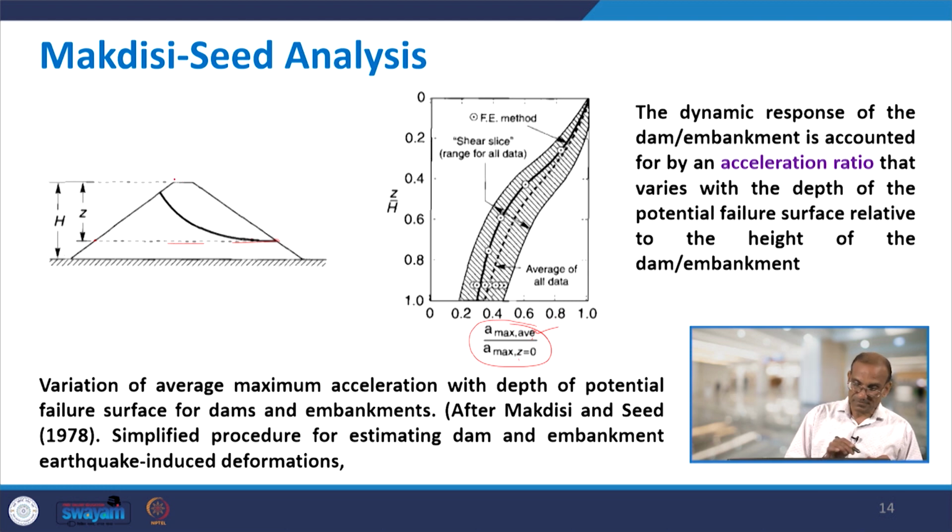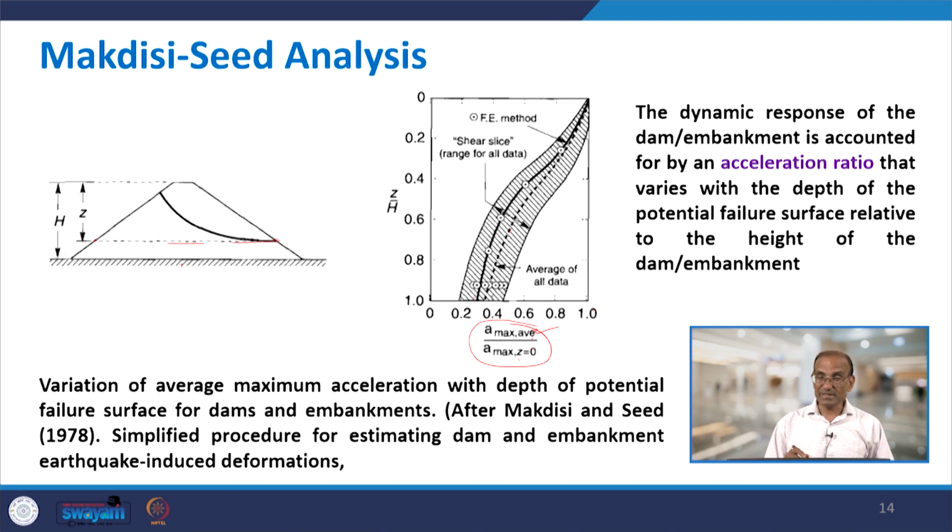The value at the top. So, this ratio naturally will be 1 where z by h equals 0. So, at the top this ratio will be 1. If you go to the bottom, the fixed condition, this ratio becomes minimum, and in this figure some range is given. This is the average value, obtained using the FEM method, and the dotted line is the average value. So, the dotted line can be used for the numerical analysis.